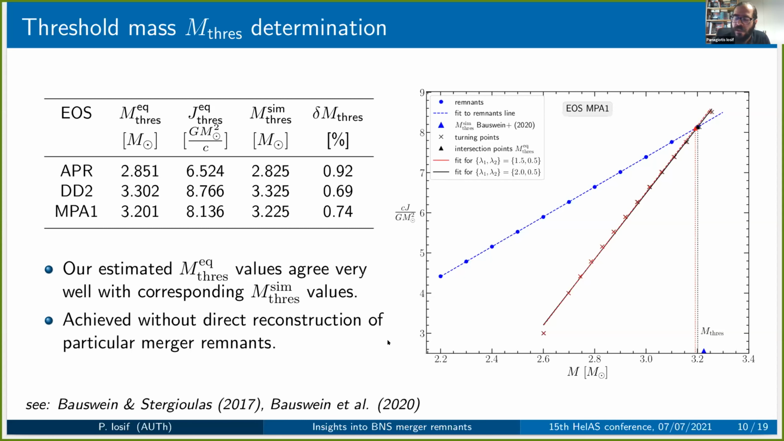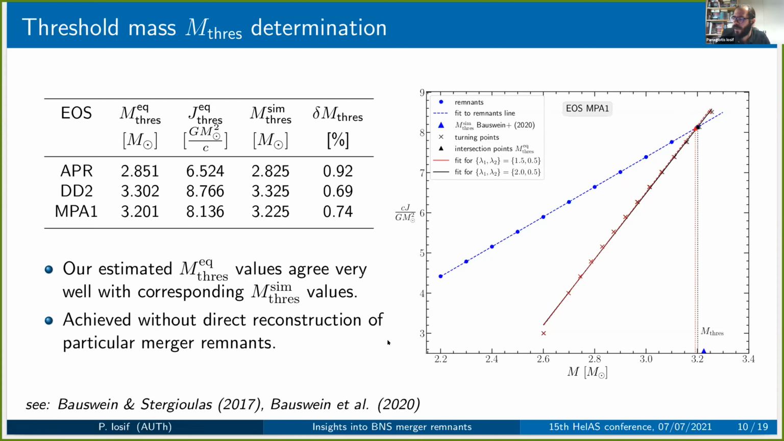What we find is that our estimated value for the threshold mass via equilibrium models, which I should mention is done with the widely used RNS equilibrium code, agrees very well with the values from numerical simulations, and the agreement is at the 1% level.